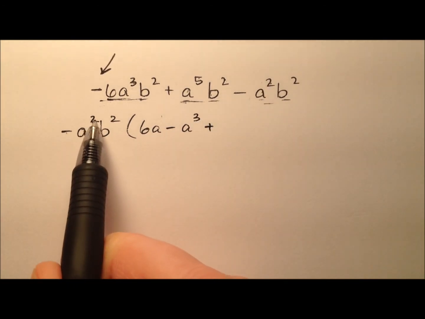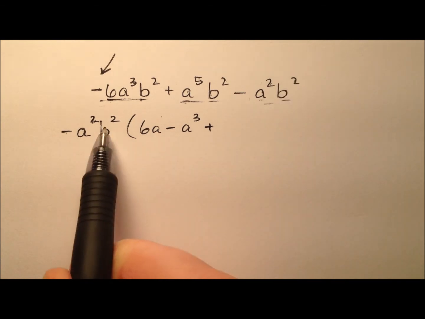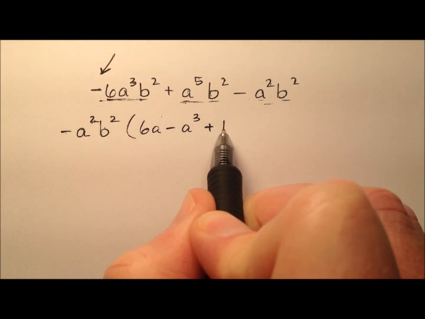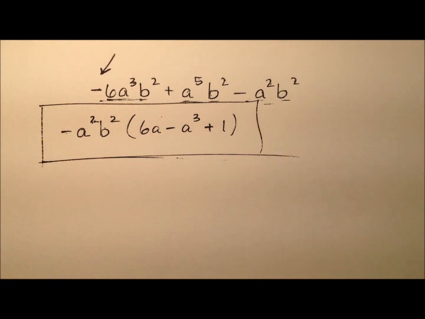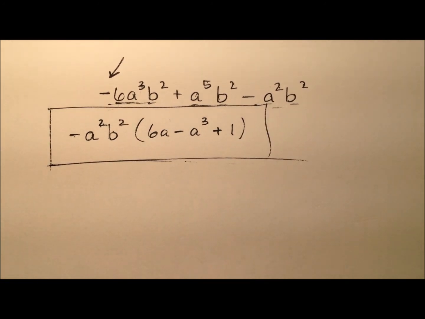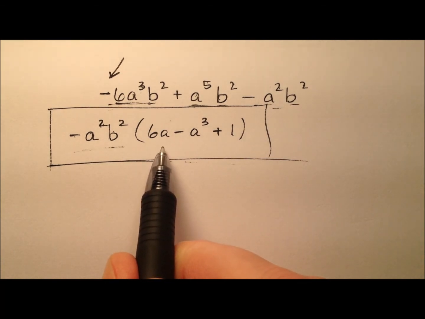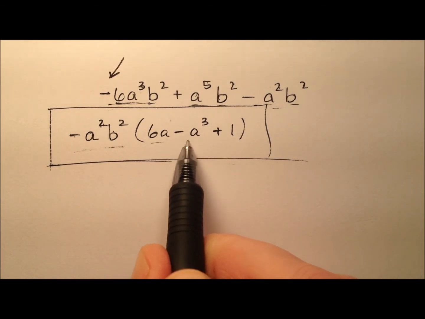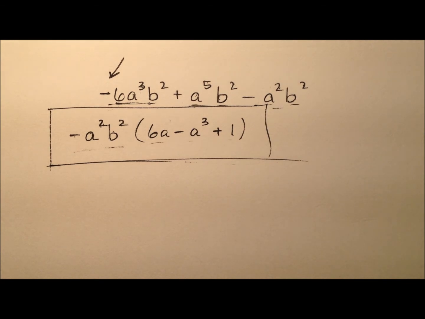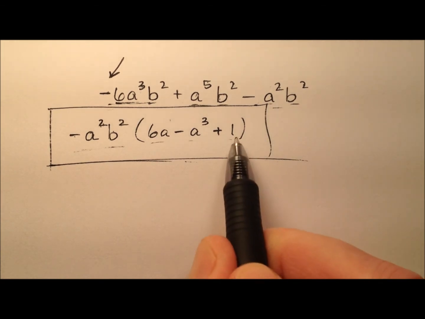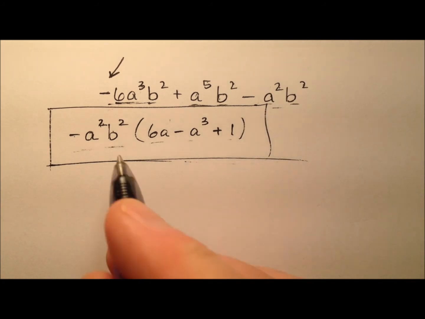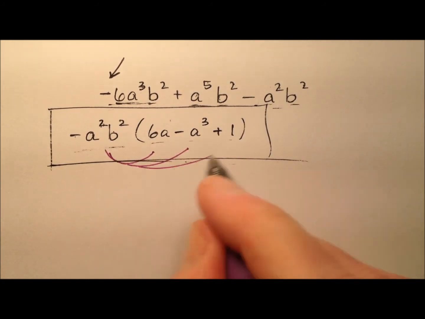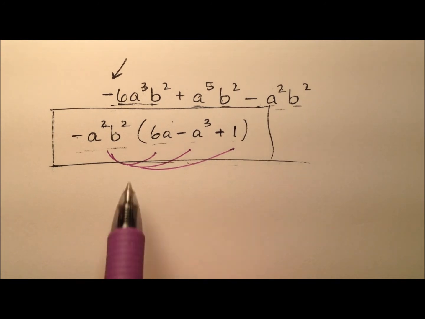A squared divided by a squared is 1. b squared divided by b squared is 1. So it looks like just 1 there for the last piece. So I'm going to say I have factored this completely using the greatest common factor here. So, as kind of a quick check, between 6a, a cubed, and 1, are there any other factors that we've missed? Well, no, because this guy's a 1, so we haven't missed any factors. So let's go ahead and multiply it back out and make sure that we have done it right.